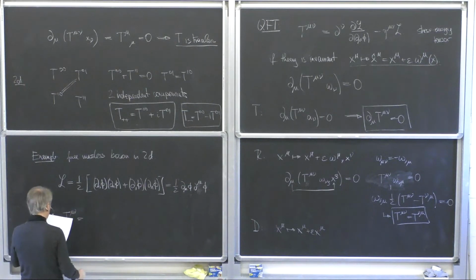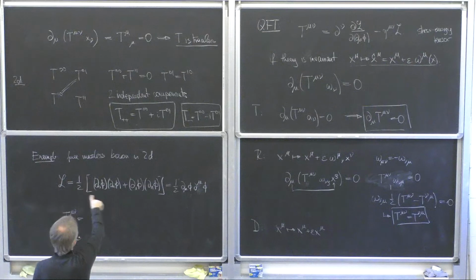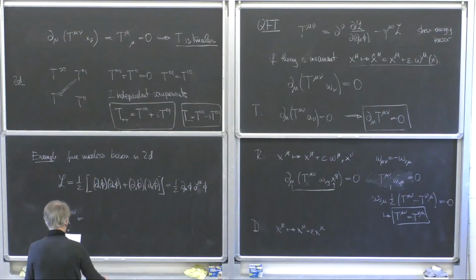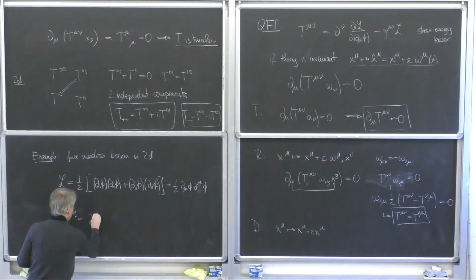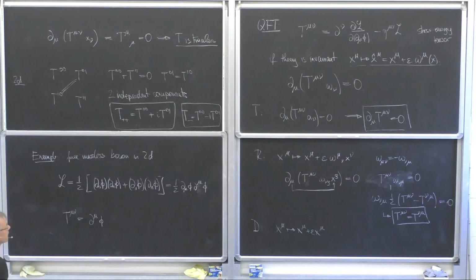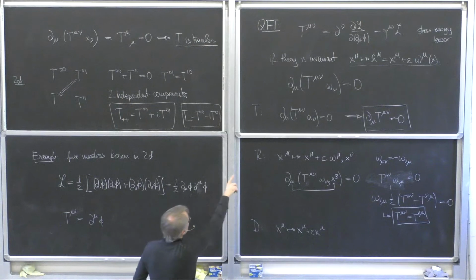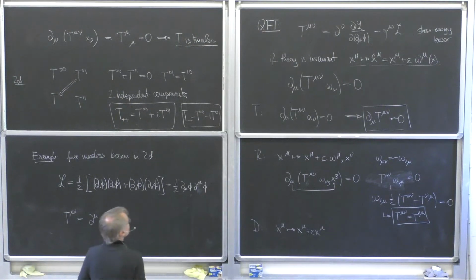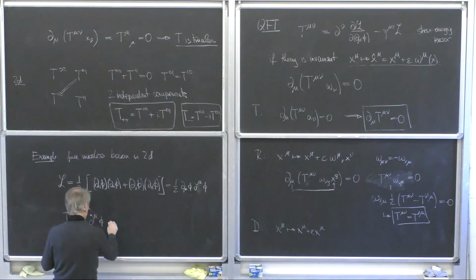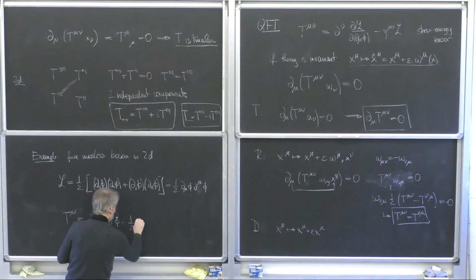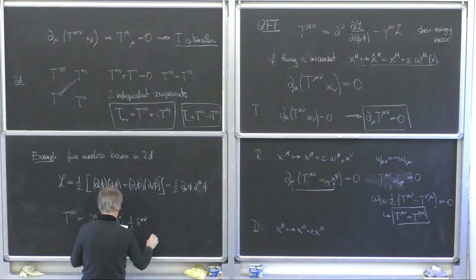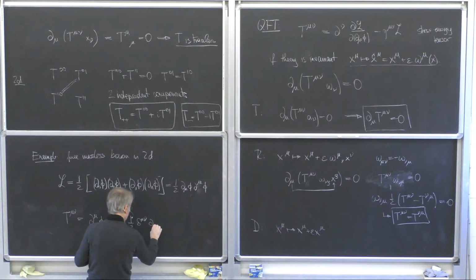So I just told you what the properties of this stress energy tensor should be, so let's just work it out. The stress energy tensor in this case is d mu phi d nu phi, it's the derivative of the Lagrangian with respect to the derivative of phi, so it turns out to be d mu phi d nu phi minus a half times delta mu nu times d phi squared.